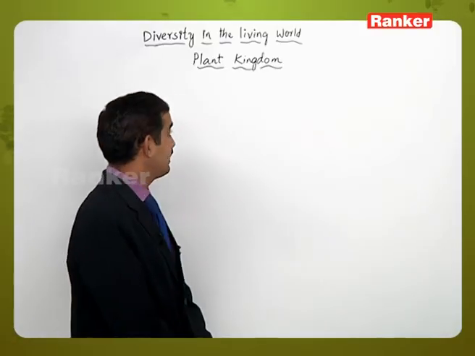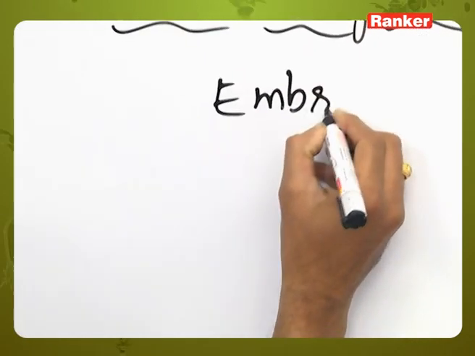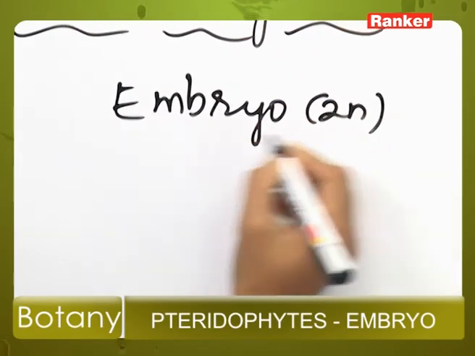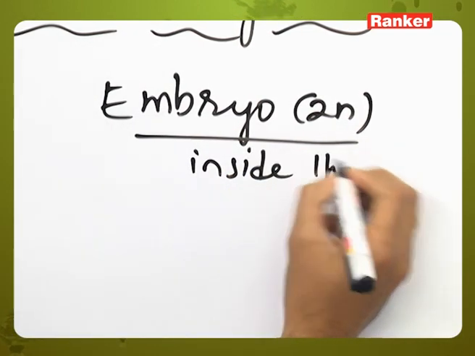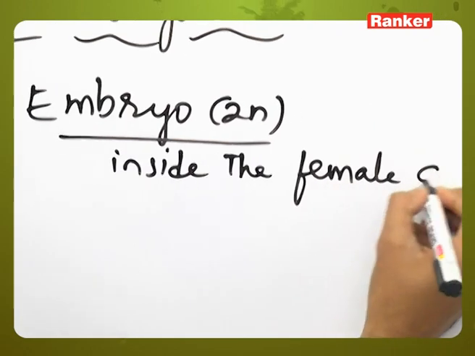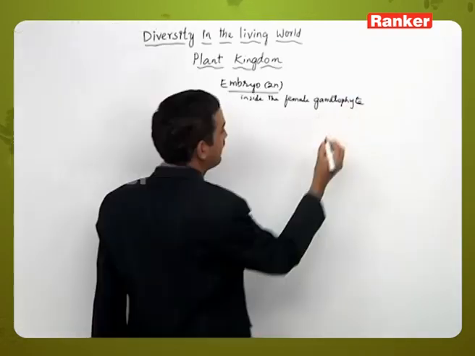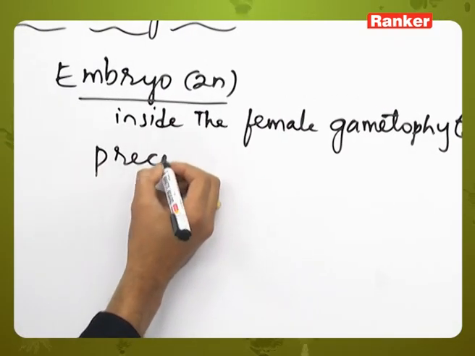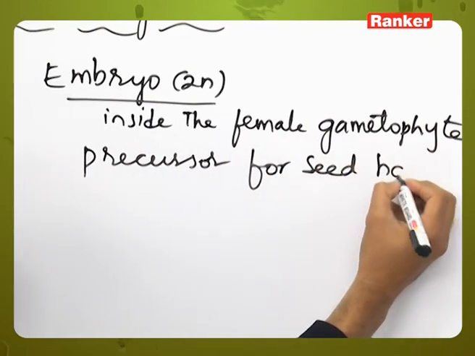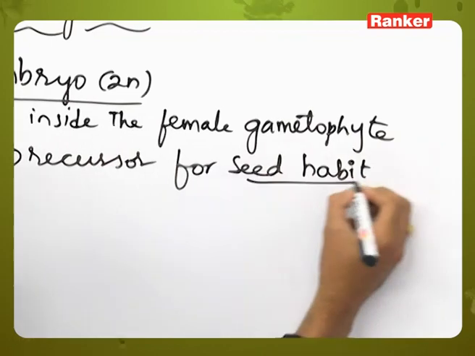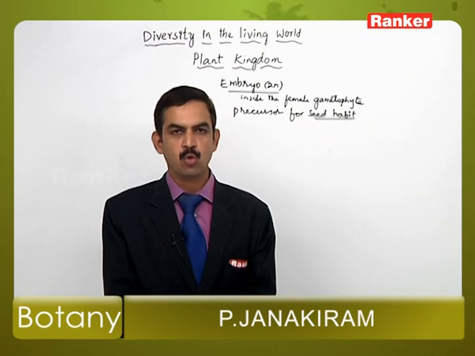So here in the pteridophytes, as we said, the embryo will develop from the zygote, and the embryo formation will occur inside the female gametophyte. So this character is the precursor for seed habit, or we can say it is a stepping stone for the seed habit, which is being observed in the next group of organisms, that is the gymnosperm group of plants.